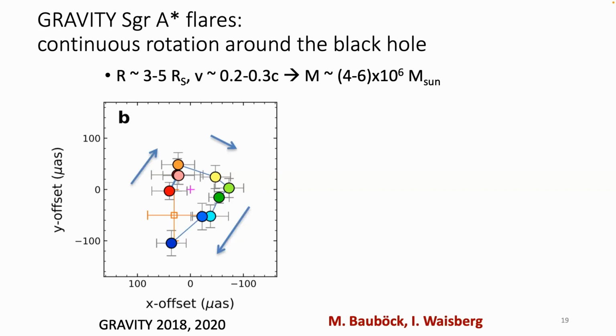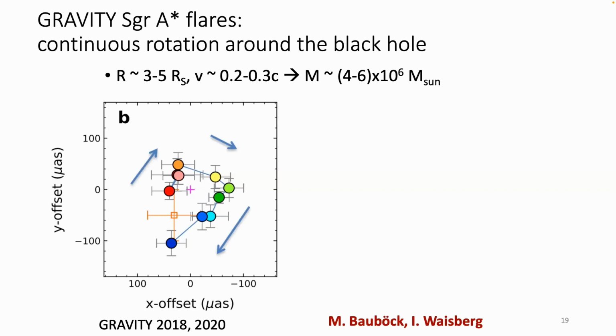And if you put this together, it's moving at apparent speeds of 20 or 30% of the speed of light at a projected radius of something like 3 or so Schwarzschild radii. And so you can infer a central mass, which is totally consistent with the 4 million solar masses that we know are there from stellar orbits on larger scales in the galaxy.